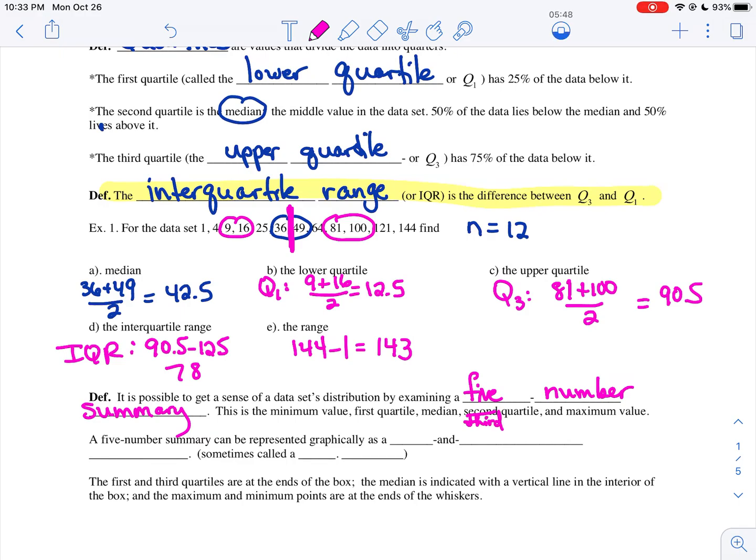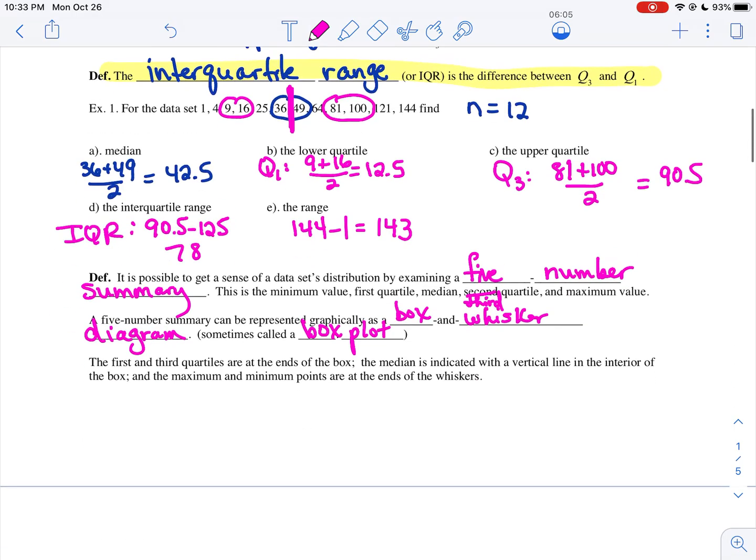A 5-number summary can be represented graphically by something called a box and whisker diagram, sometimes referred to as a box plot. The first and third quartiles are at the ends of the box. The median is indicated with a vertical line in the interior of the box, and the maximum and minimum points are at the ends of the whiskers.